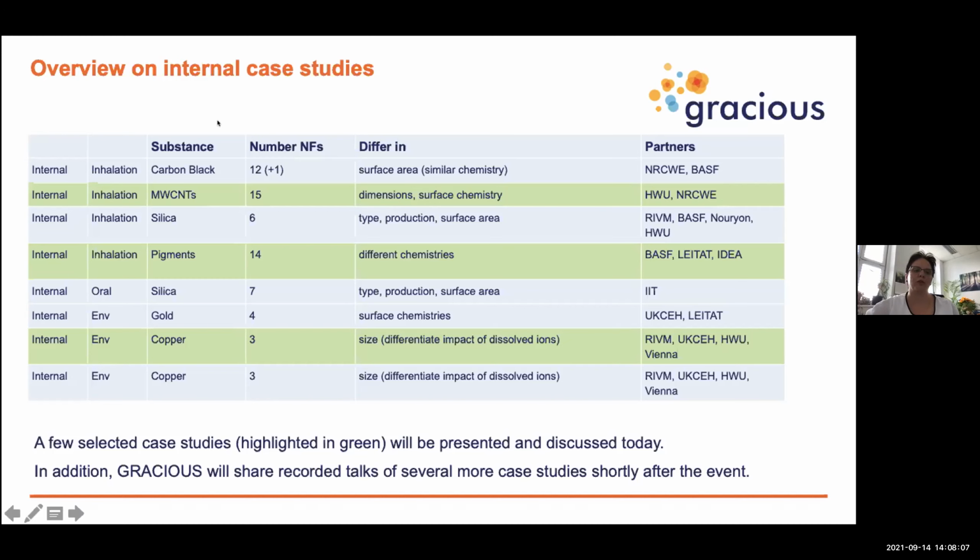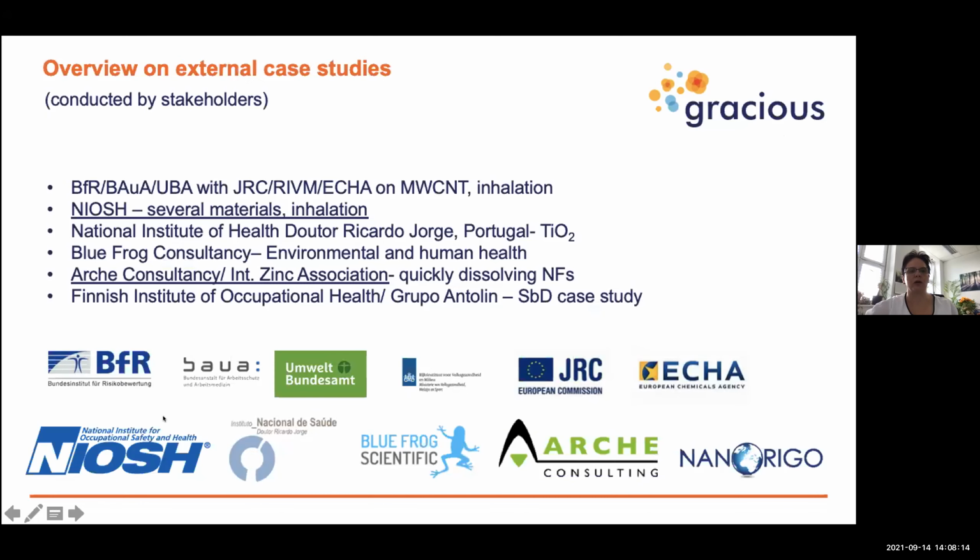Of course, a lot of data is available for inhalation, but nevertheless, it also is a very relevant route of exposure. This slide finally also lets you know about which external case studies were conducted. Luckily, we were approached by different stakeholders in a stakeholder consultation that we have conducted, and those expressed their interest to run their own case study, of course, with the support from Gracious, providing the IATAs and other expert advice. Today we will have the possibility to hear at least 2 of them, one conducted by NIOSH and the other one by Arche Consultancy together with the International Zinc Association. That makes us very happy and very proud.